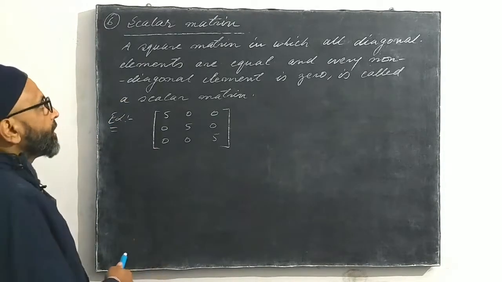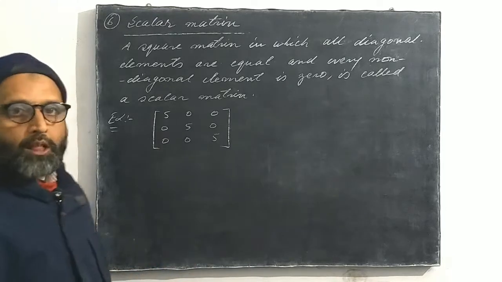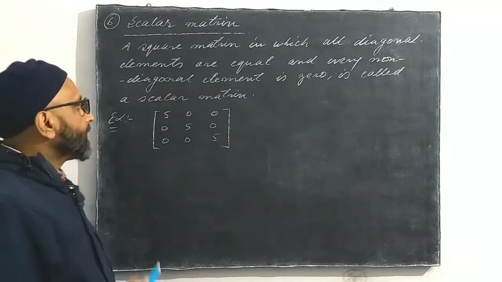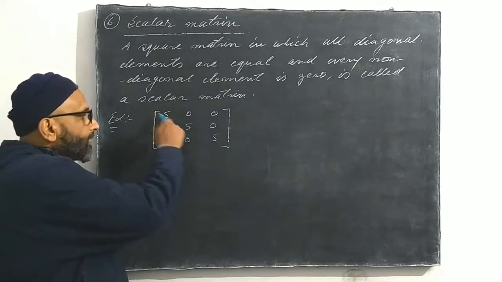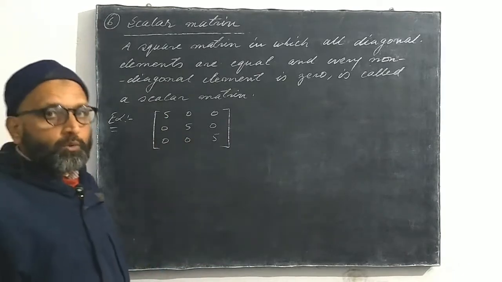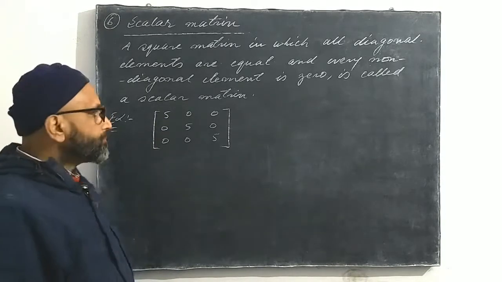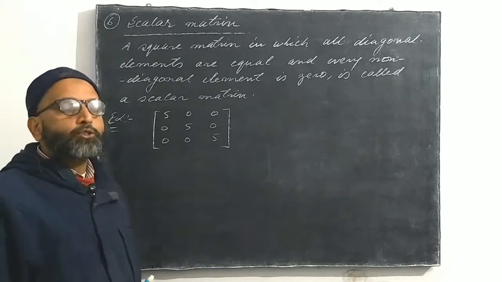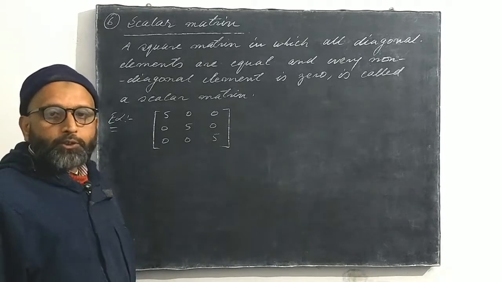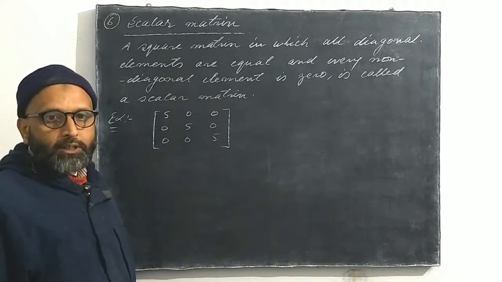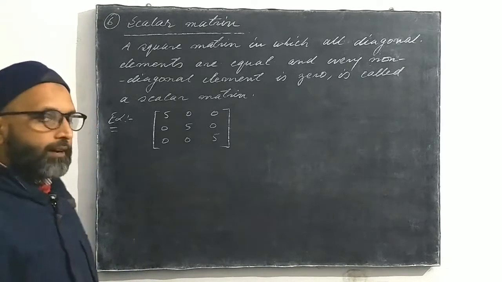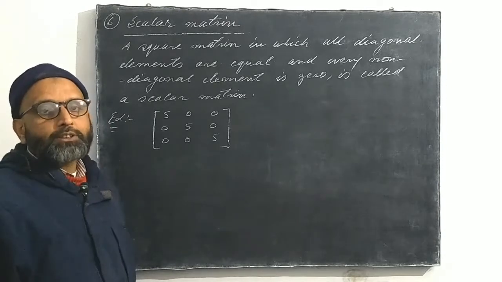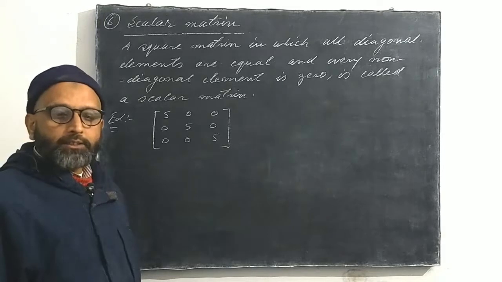So as you see in the definition of a scalar matrix and the definition of an identity matrix, there is a little similarity. In identity matrix as well, all the diagonal elements are equal, but equal to 1. This is the condition. Otherwise it is not an identity matrix. But in scalar matrix, the condition is only that all the diagonal elements should be equal and non-diagonal elements are 0. So we may say that every identity matrix is a scalar matrix, but every scalar matrix is not an identity matrix.